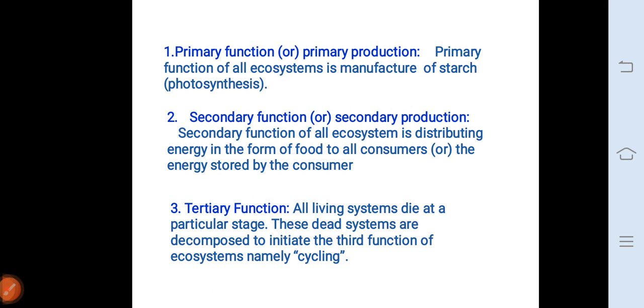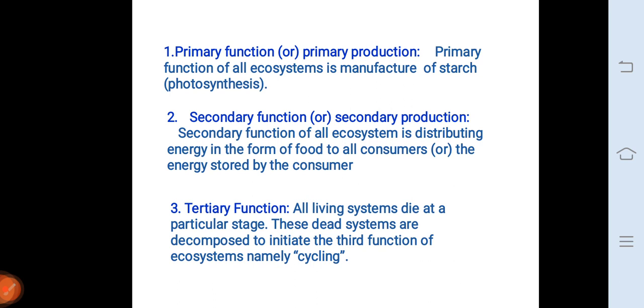So all we know about forest. Forest is one of the most important terrestrial ecosystems in our world. Forest occupies nearly 40% of the world's earth area, and in India it occupies only 19%.